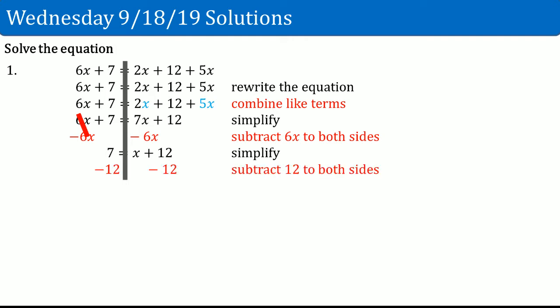We're trying to get x alone, so we're going to subtract 12 to both sides. 7 subtract 12 on the left hand side becomes negative 5. Bring down the x on the right hand side. So you would say negative 5 equals to x.